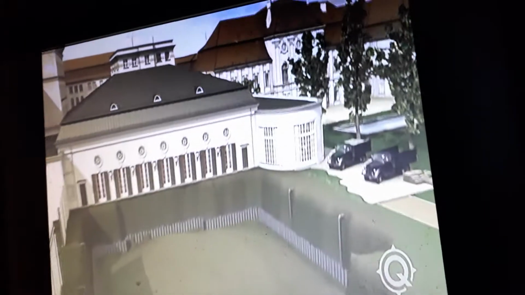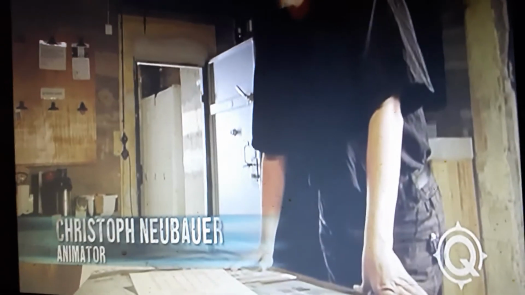He is creating an animated reconstruction of the Führerbunker. Neubauer is using only architectural plans and photographs as sources in building the model. The most difficult part is, of course, research, to find reliable information, which is not eyewitness account.